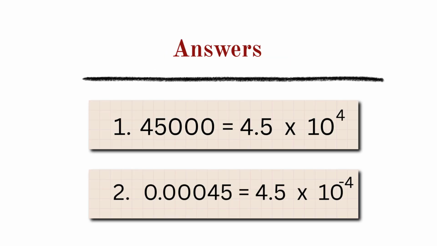Now let's check the answers. For 45,000, the decimal point moves 4 places to the left. Therefore, 45,000 will become 4.5 into 10 to the power 4. For 0.00045, the decimal point moves 4 places to the right. Therefore, 0.00045 will become 4.5 into 10 to the power minus 4.